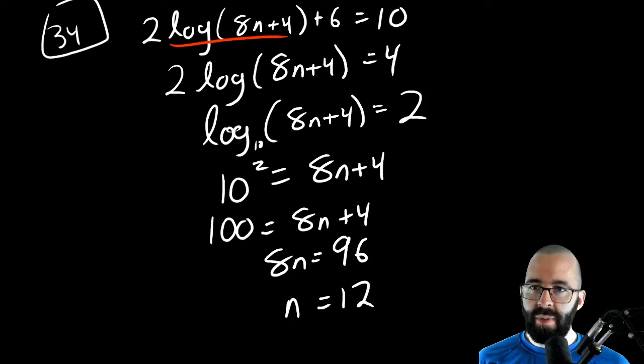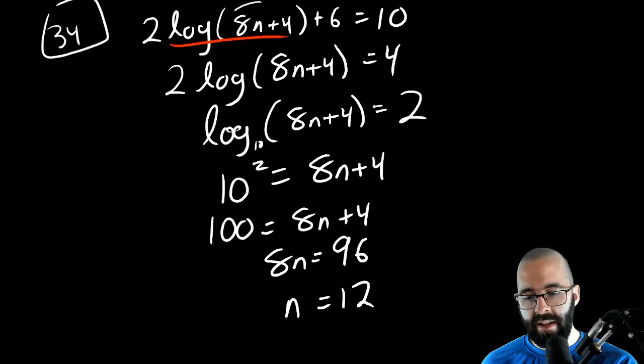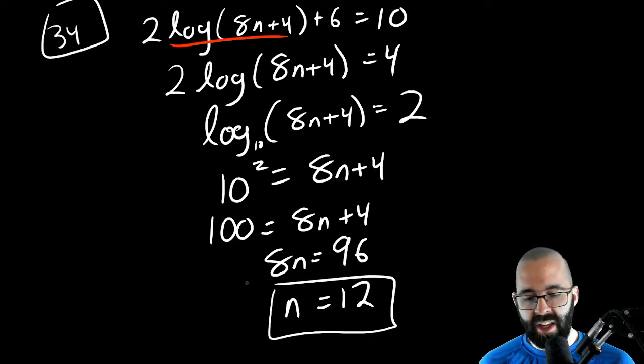Especially with logarithms, make sure to check your answer here. Check your answer. You get 96, and then 100. Log of 100 is 2. 2 times 2 is 4. 4 plus 6 is 10. Good. Check your answer with a calculator. Do 48 next.